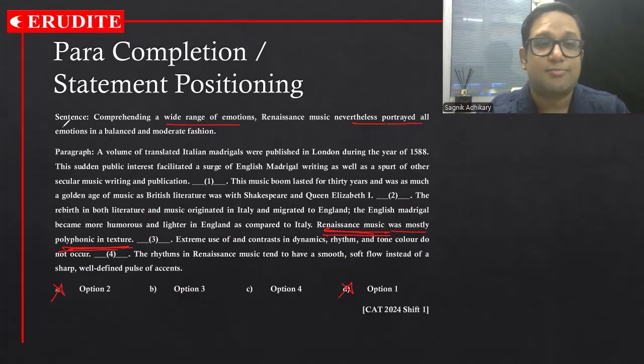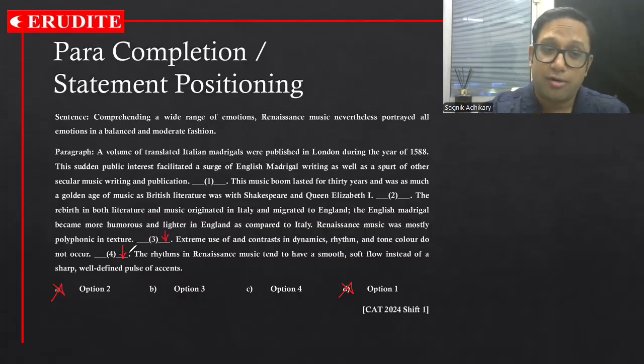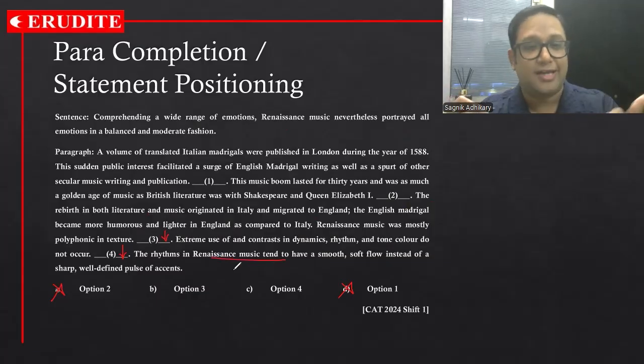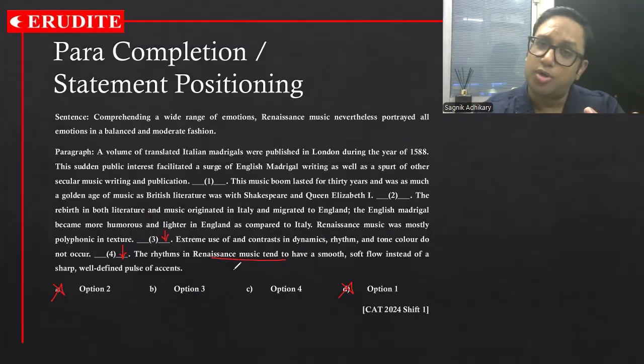Renaissance music nevertheless portrayed all emotions in a balanced and moderate fashion. Here, we'll run into a problem. We'll realize that broadly speaking, at first glance, the given sentence may fit in blank 3 or fit in blank 4, because even before blank 4 and after blank 4, we still have the idea of Renaissance. The statement after blank 4 is still talking about Renaissance music. So here we get confused. 1 and 2, easy to eliminate. Blanks 3 and 4, what do we do about this?